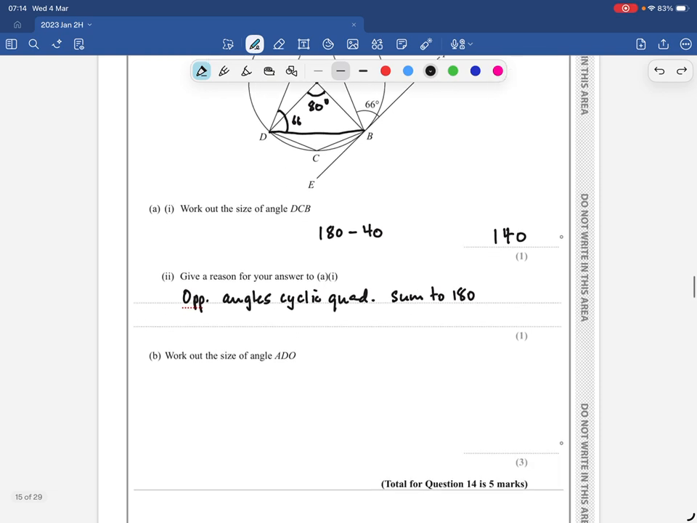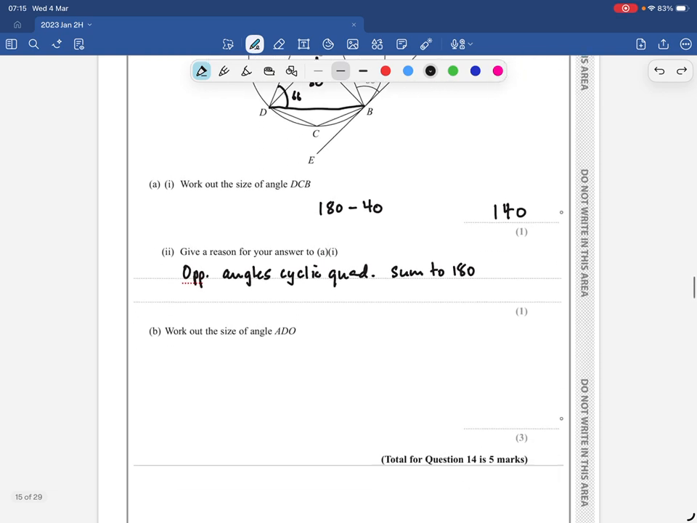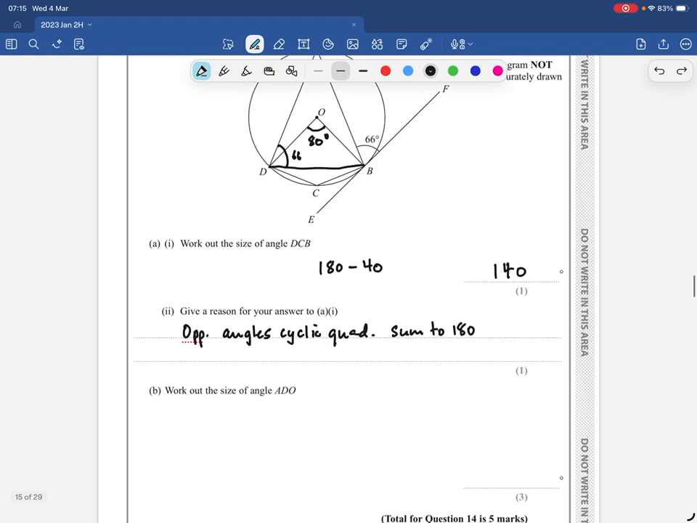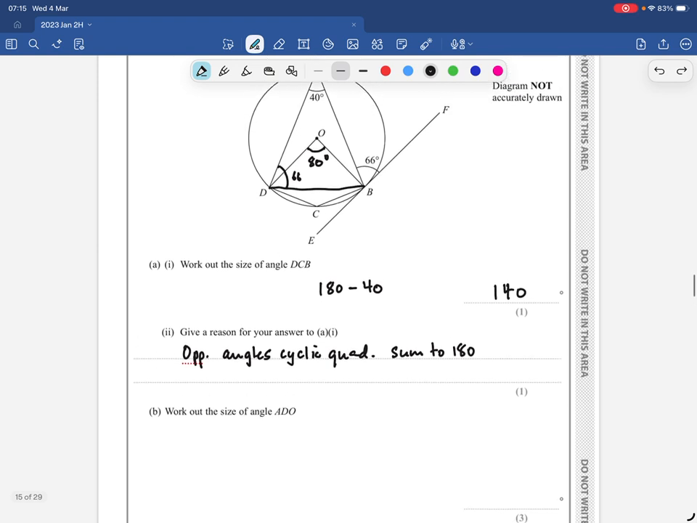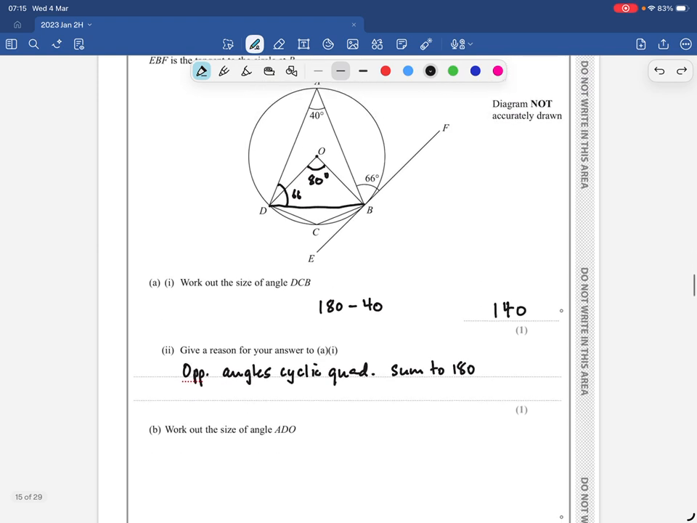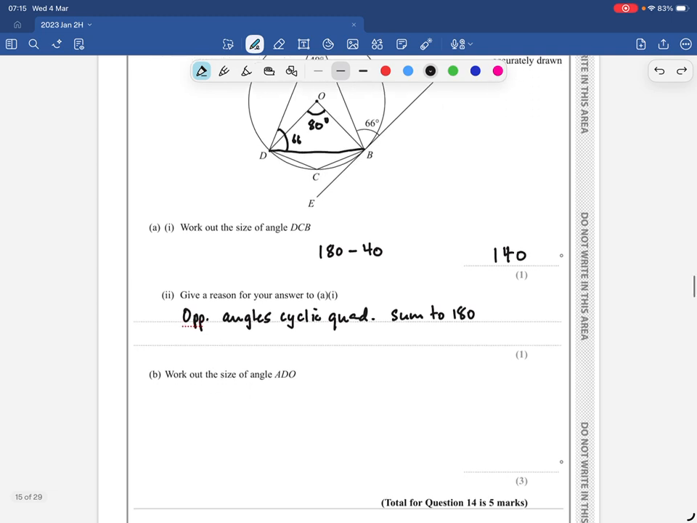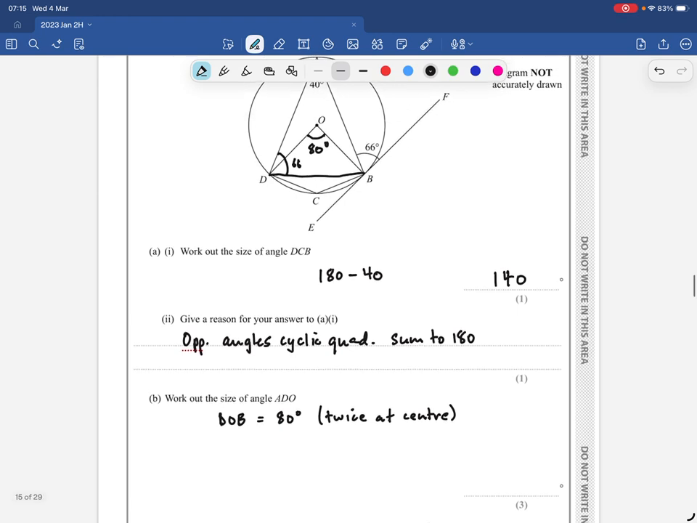So I'm going to show some working here because it's 3 marks. So just putting the answer down I don't think is a tremendous idea. I'm going to say that DOB equals 80 degrees. And then I'm going to just note down twice at centre. I think that's enough.